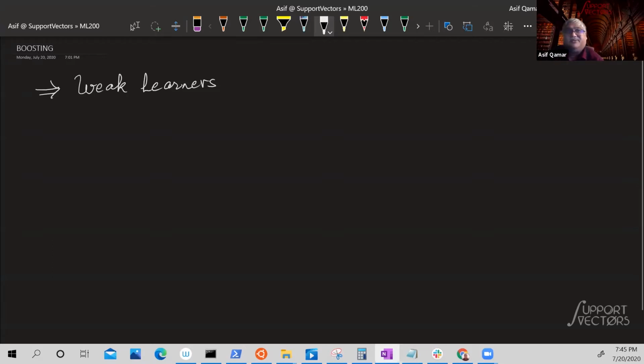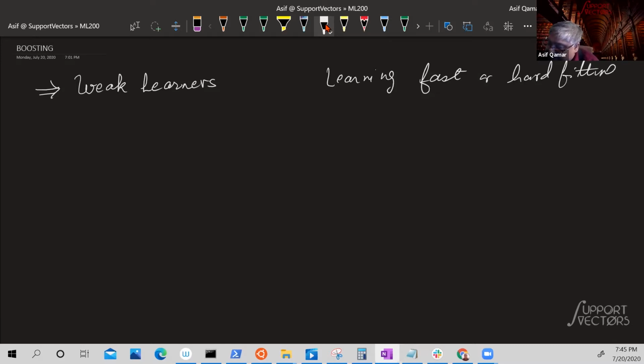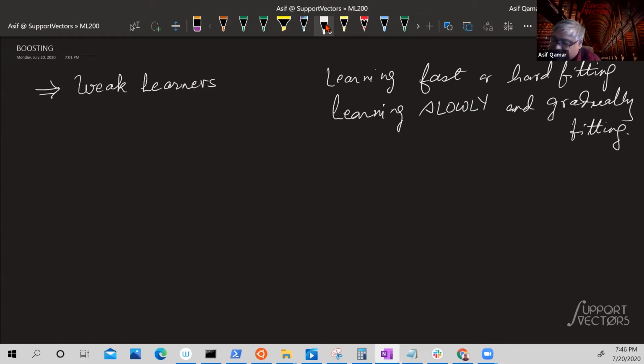In boosting, and in ensembles, we use a phrase: learning slowly. You will hear the words learning fast, or hard fitting, and learning slowly, or gradually fitting. All of these will become more concrete as we start working out the details.